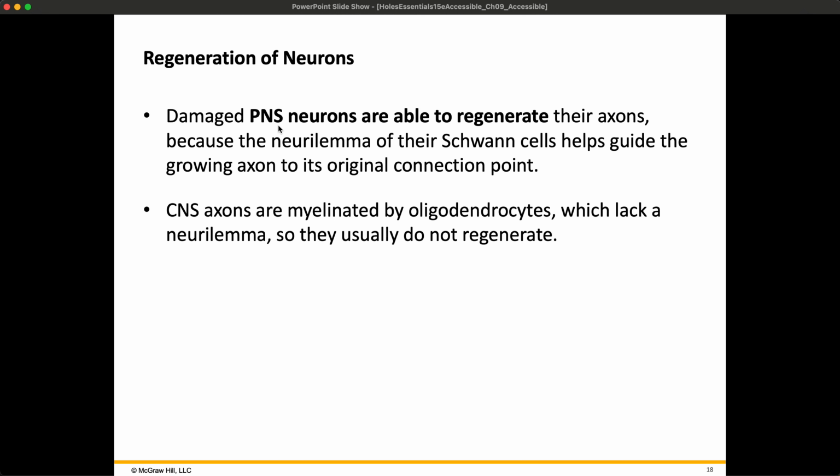So damaged peripheral nervous system neurons are able to regenerate their axons and then reestablish that electrical signal to whatever that disconnected part of the body was. The neurolemma of the Schwann cells aids in this. It establishes a route to be able to connect the axon to the original connection point. In the central nervous system, they are not able to regenerate.